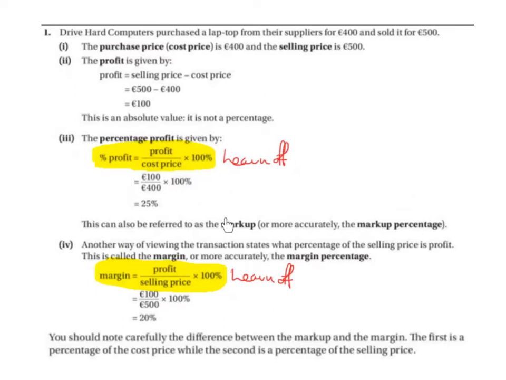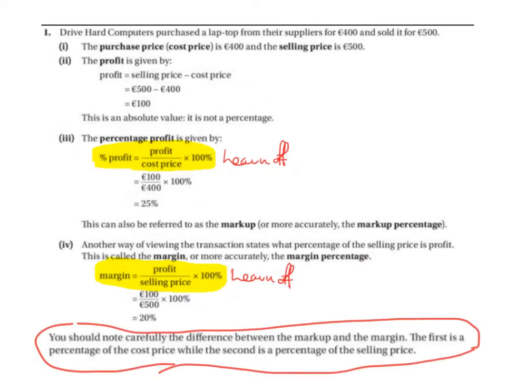This is also known as markup or markup percentage. You need to learn that off by heart. You need to understand about margins and margin percentages. And you need to learn the formula that margin is profit divided by selling price times 100%. You need to learn this off by heart as well. You should note carefully the difference between the markup and the margin. The first is a percentage of the cost price, while the second is a percentage of the selling price. You need to learn this off by heart. This is very, very important.